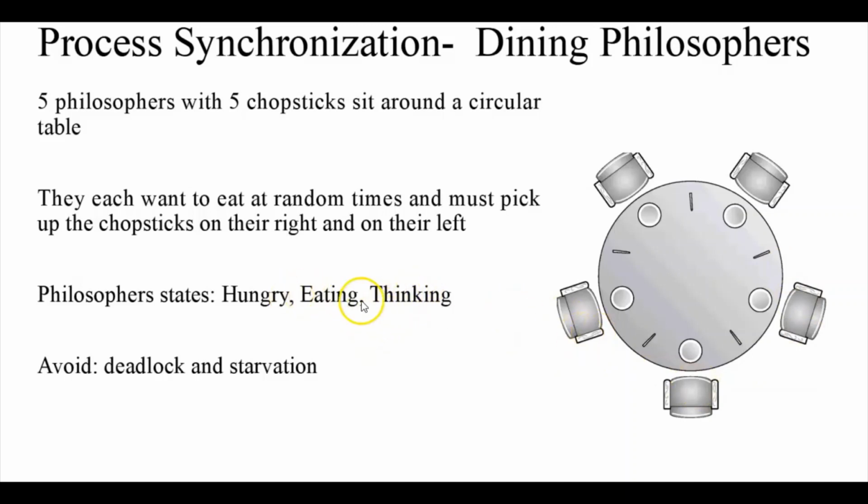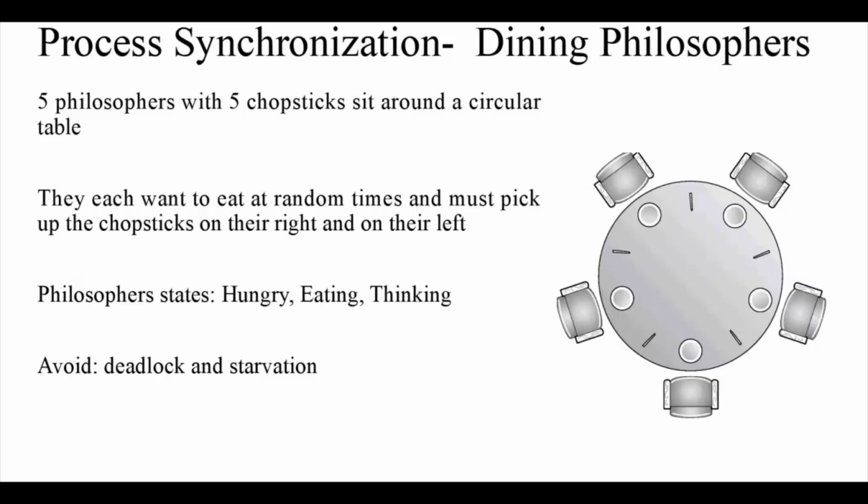So coming back to the problem of the philosopher, each philosopher will be in one of these three states. Initially he'll be in the thinking state. Once he's hungry, he transits to the hungry state. He'll try to pick up the 2 chopsticks, and once the chopsticks are available, he'll transit to the eating state. And once eating is done, he'll transit back to the thinking state.